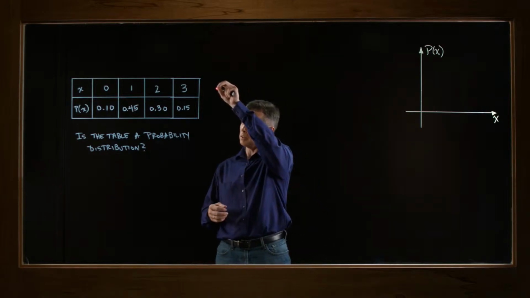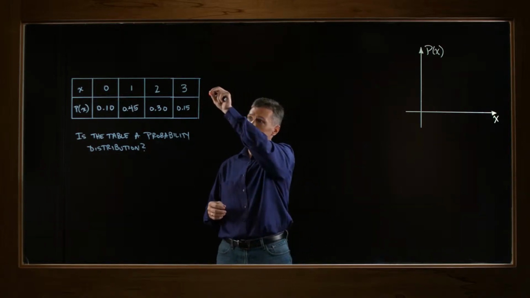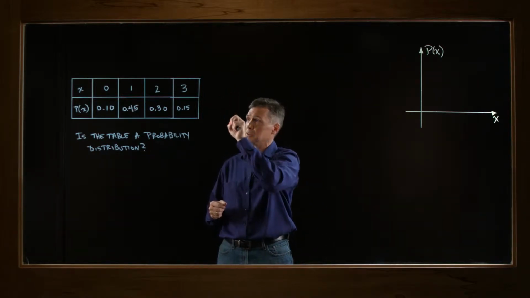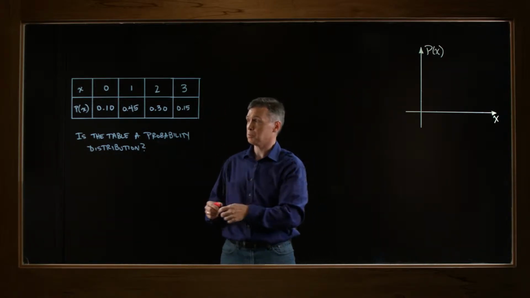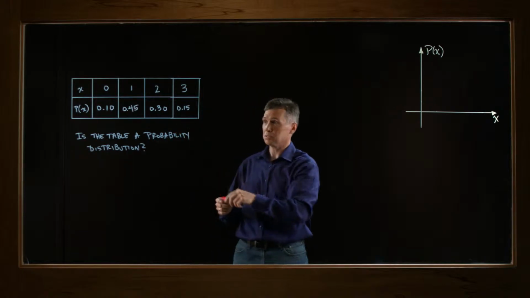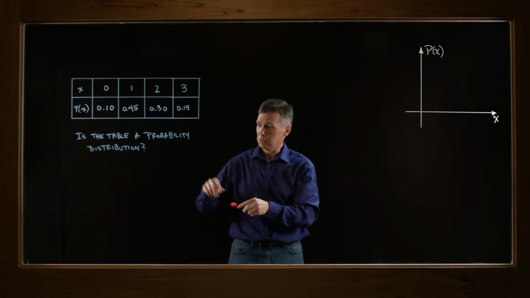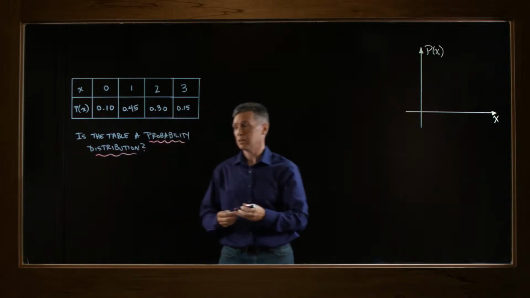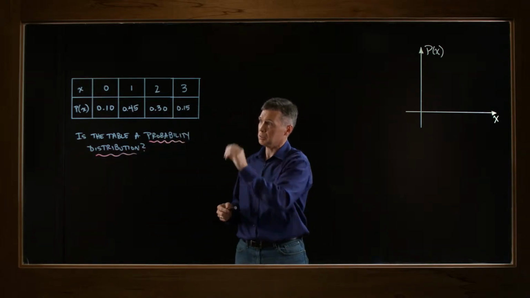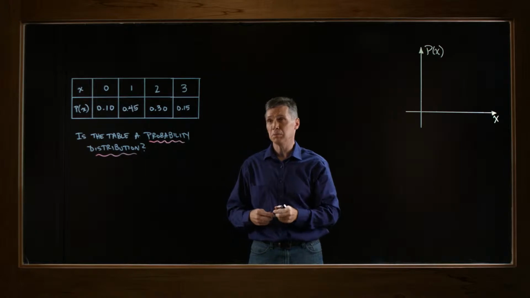So the table on the top row gives us each of the different values of the variable x: 0, 1, 2, 3. And in the second row, which is important to us, are the proposed probabilities for each of those values of x. So if we're going to check to see if it's a probability distribution, we check with our definition. It's going to be this table, but there are a couple conditions that need to be met.